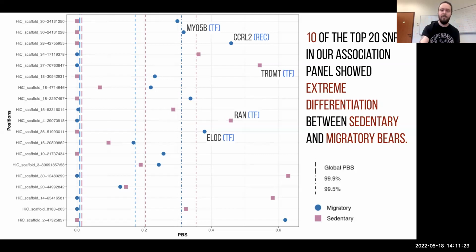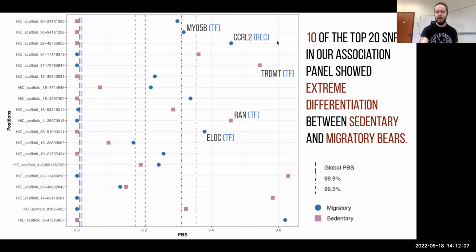And our criteria for significance was very high, so we chose 99.9%. So this is a PBS analysis looking at extreme differentiation, and only extreme differentiation over 99.9% of genes is what we deemed significant. And for migratory behavior, we found 1, 2, 3, 4, 5 genomic regions that showed signs of high differentiation in migratory bears, and we found another 4 in sedentary bears that were highly differentiated from migratory bears.